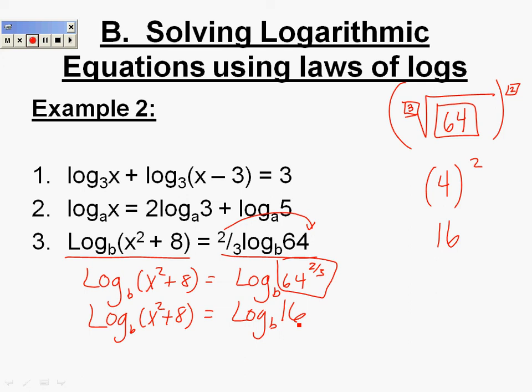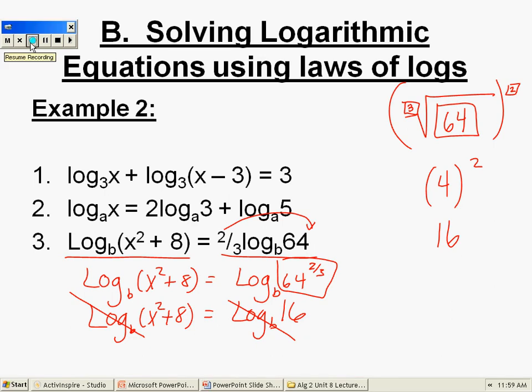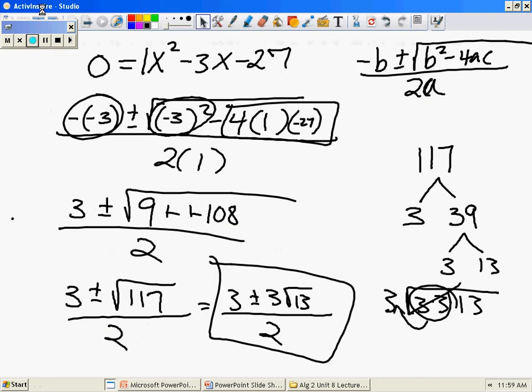Now, next question. Do I have a log on both sides? I do. So in this case, I can just ignore the log like on the last problem. It's not quite as easy as the last problem, though, because there's still a few things we have to do to get x by itself. Now, here's what I have left. X squared plus 8 equals 16.